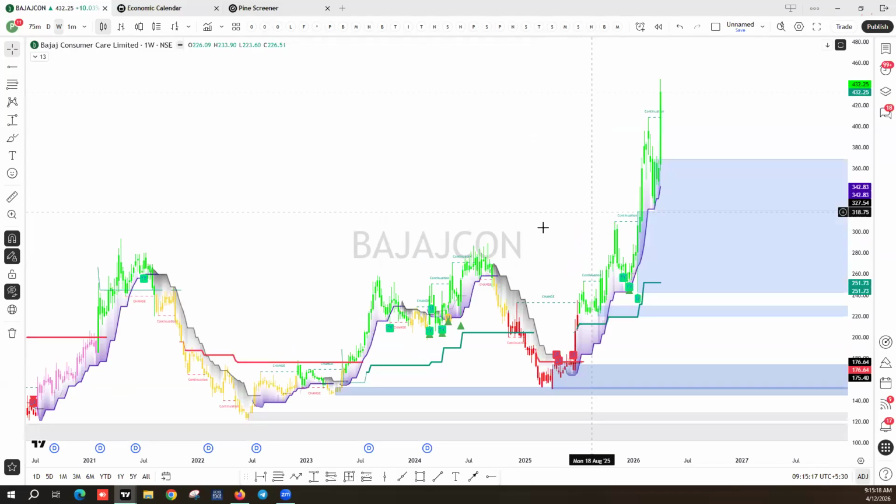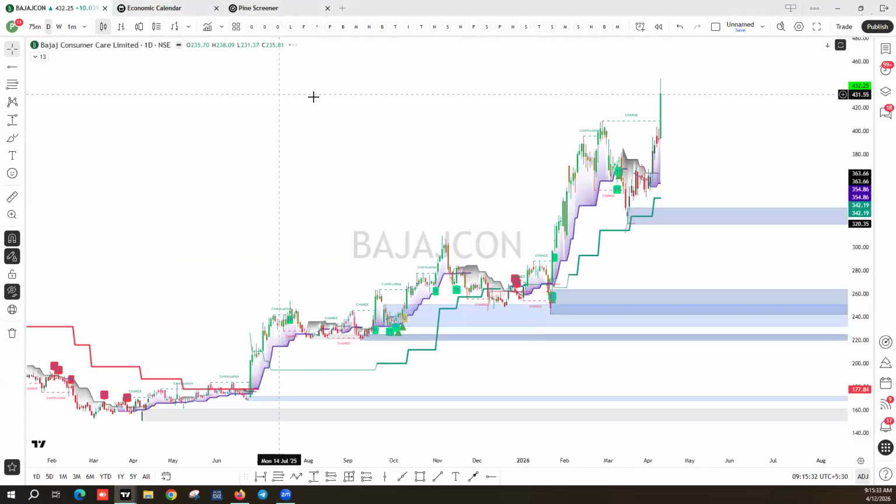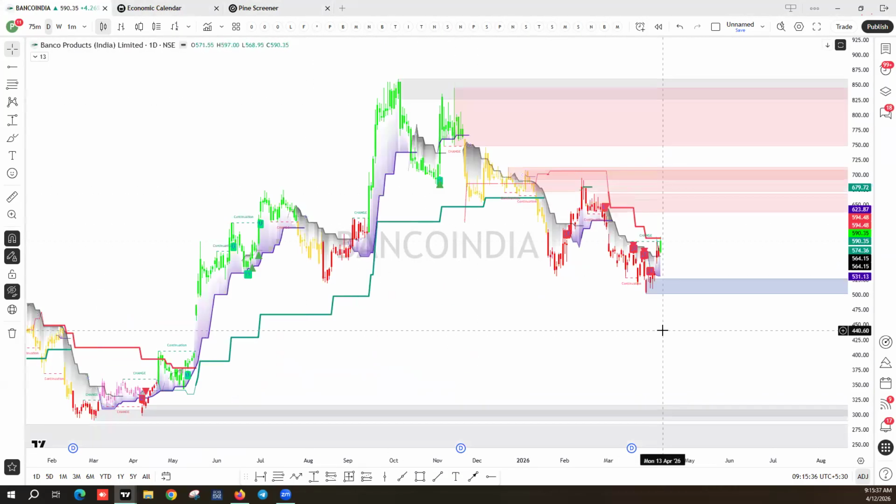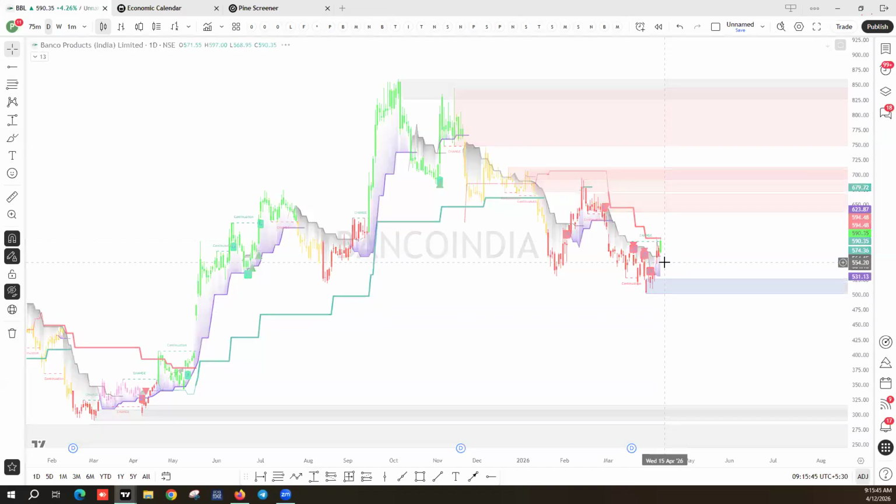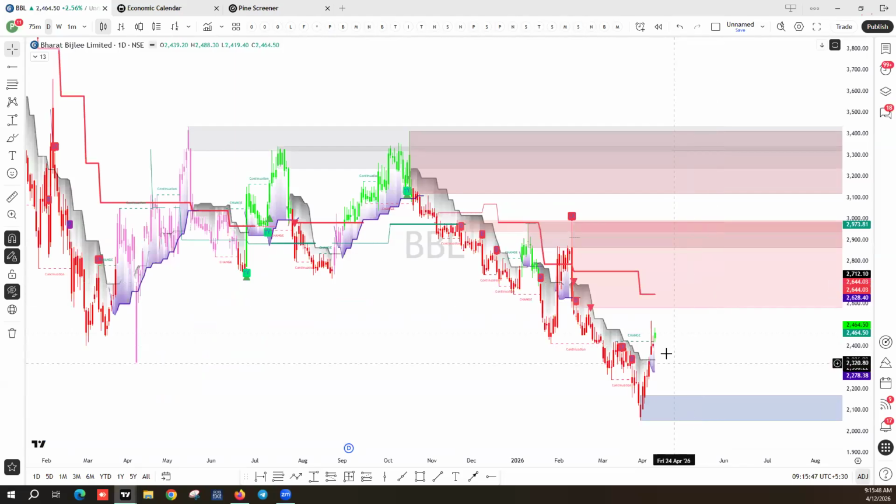It's looking better on weekly chart. Changed to green, went up, nicely came down. It's going up. So I will not take any position in the stock. I don't think it works well on my indicators. Now Banco has turned green. It is below the bias band. So let's wait for some time. It is likely to give retracement.